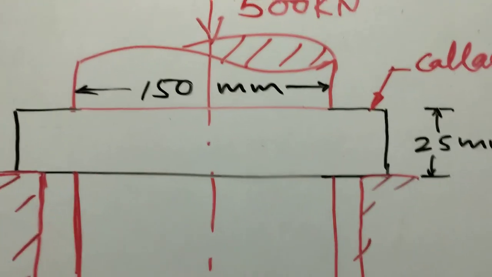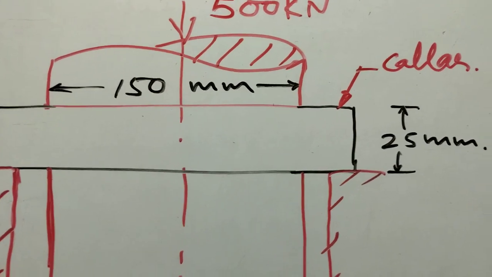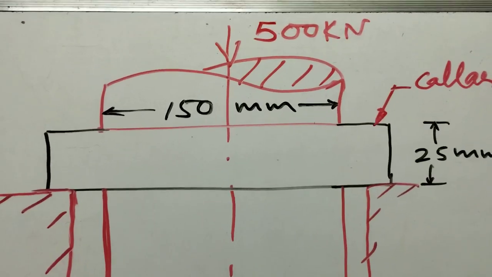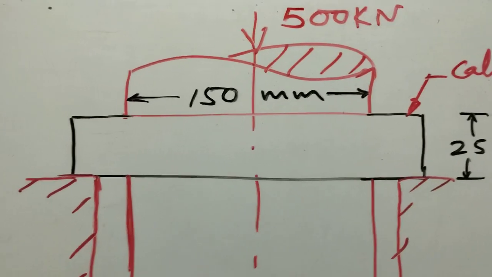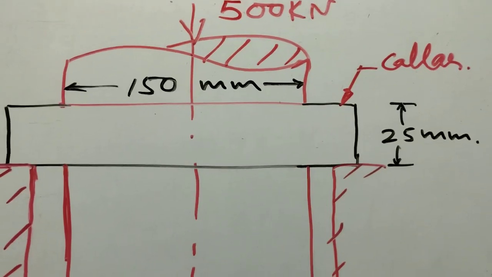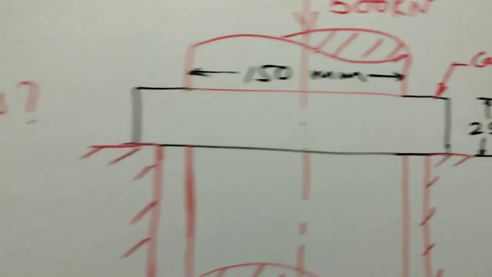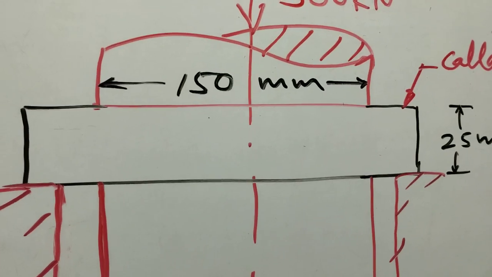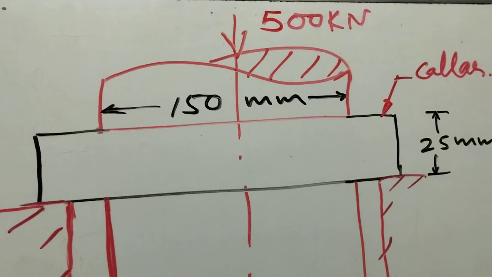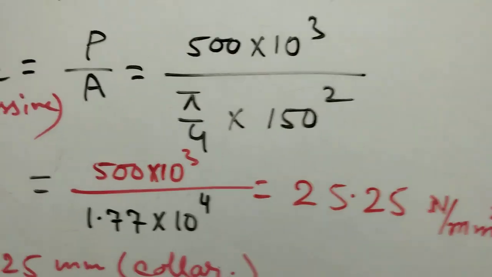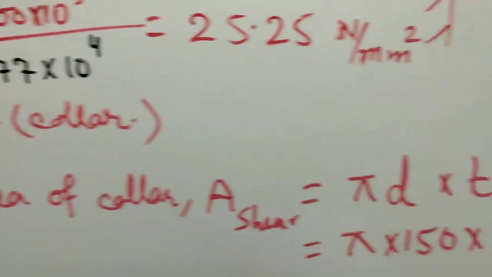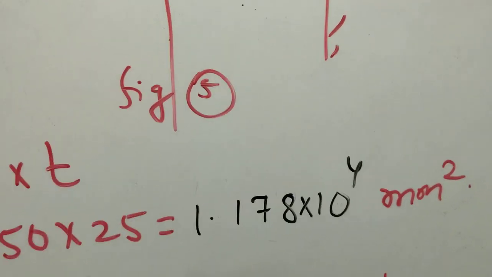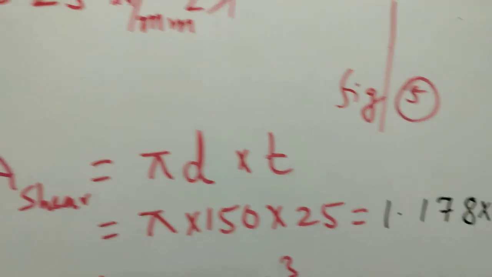Next, the plate thickness is 25 millimeter. This is the collar. In engineering design, this is the collar and the load of 500 kN is applied. When the load of 500 kN is applied, it will shear the 25 millimeter thickness of the collar. Then the shear area equals pi into the diameter of 150 millimeter, which is the piece inserting into the collar. Therefore, shear area equals pi d t, where t is the thickness of the collar. The value is 1.178 × 10^4 millimeter square, this is the shear area.